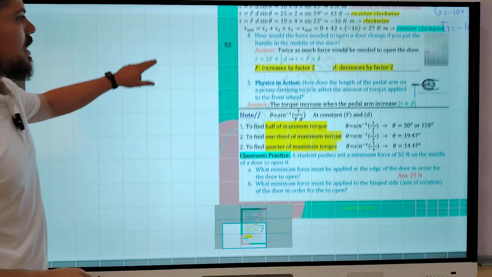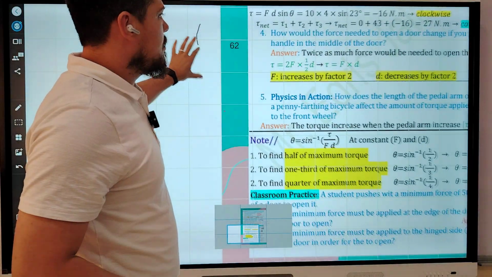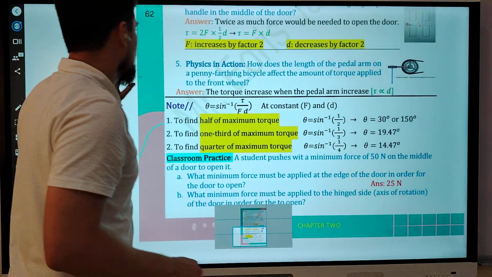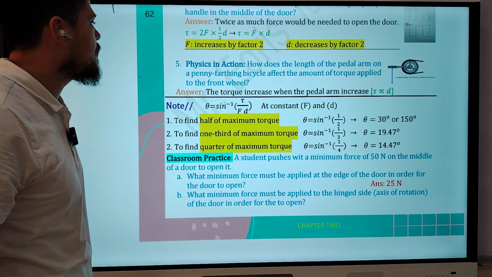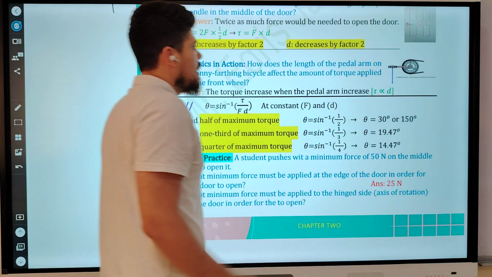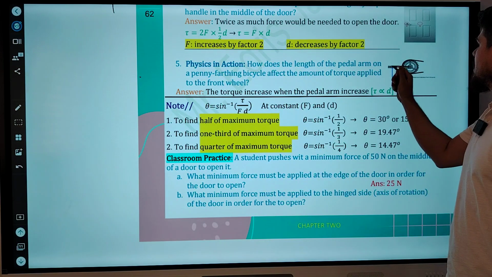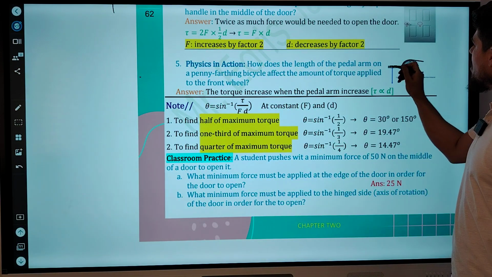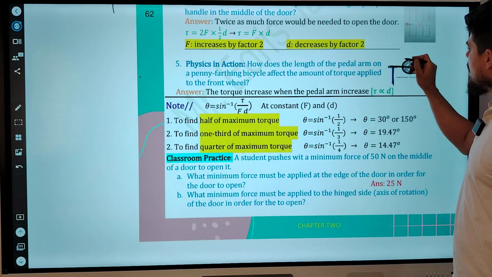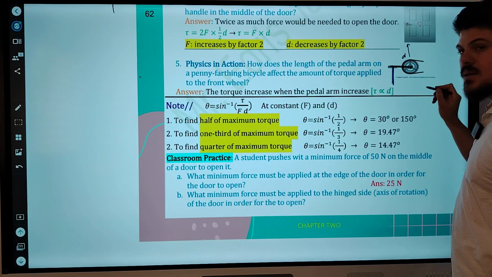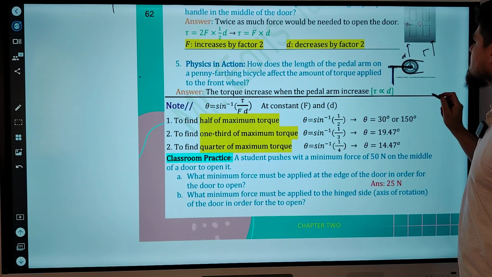Okay. Question 5. Physics is in action. How does the length of the pedal arm on the penny farthing bicycle affect the amount of torque applied to the front wheel? Absolutely, this is the bicycle. This is the pedal, this is the axis of rotation, and this is the force. More distance produces more torque at constant force.